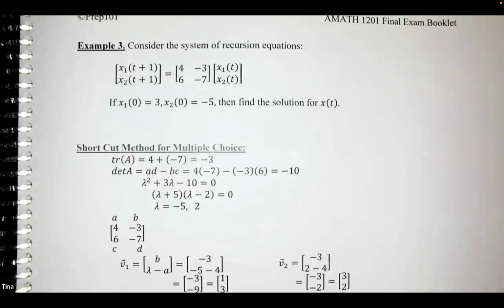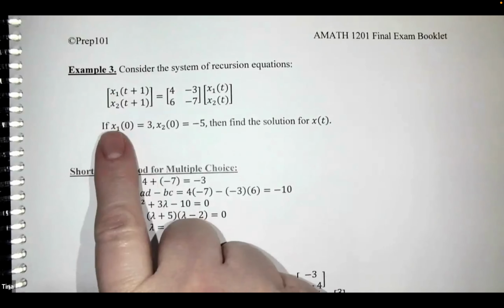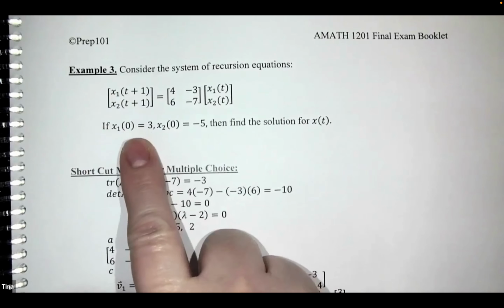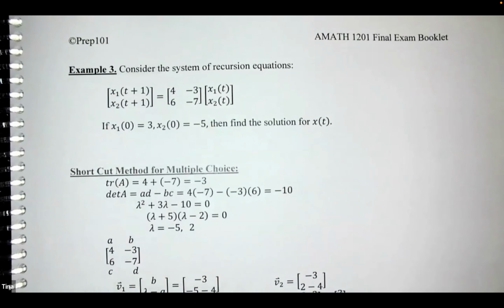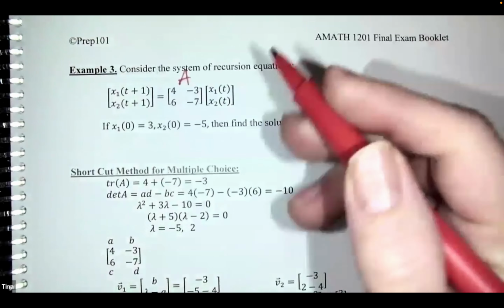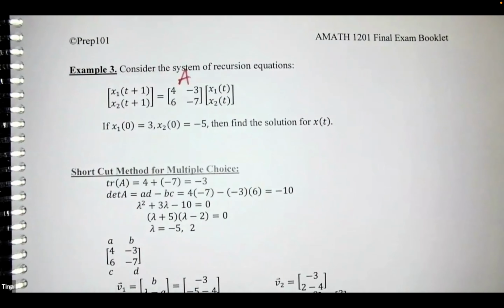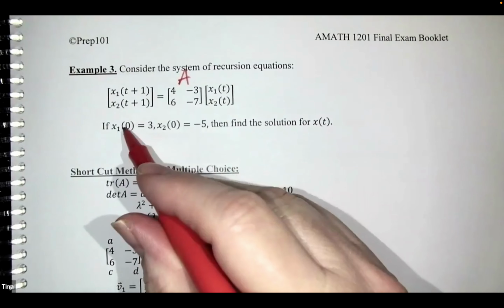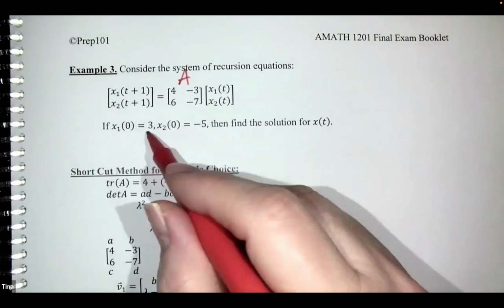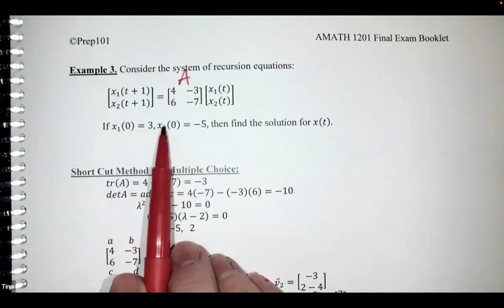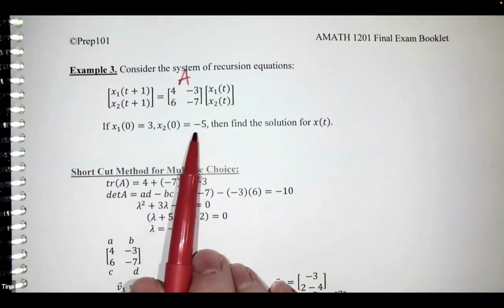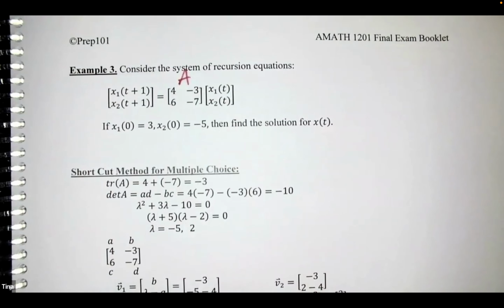Okay, so consider the system of recursion. We've got x1 of t plus 1, x2 of t plus 1 on the bottom is this A matrix, times x1 of t, x2 of t as a vector. So here, it tells us the initial condition. So x1 of 0 is 3, x2 of 0 is -5. Find the solution for x of t.